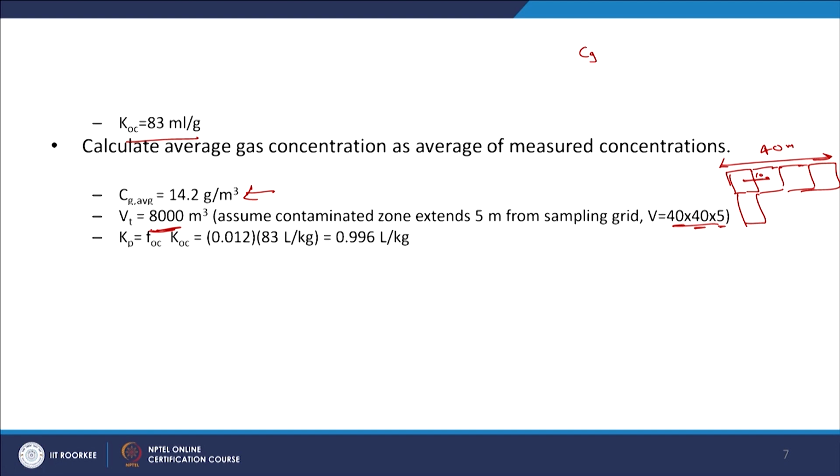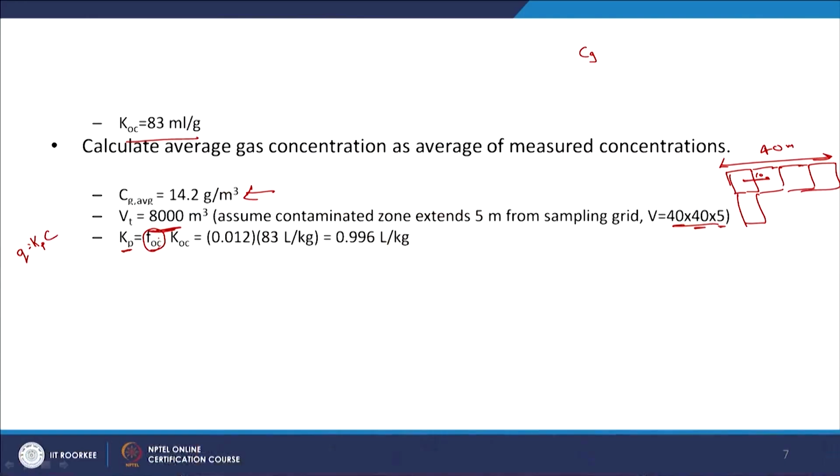So, Kp, obviously this is the partitioning coefficient which we use in Q equal to Kp times C, right. So, that depends upon the fraction of organic carbon. Again, why do we need to look at fraction of organic carbon here, which is this particular variable here?